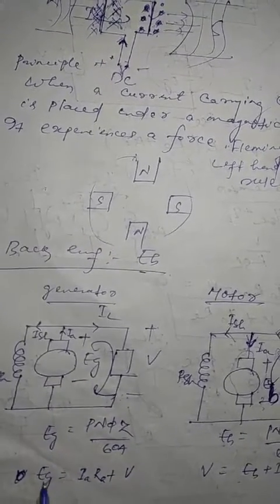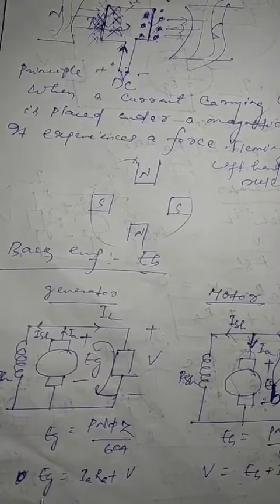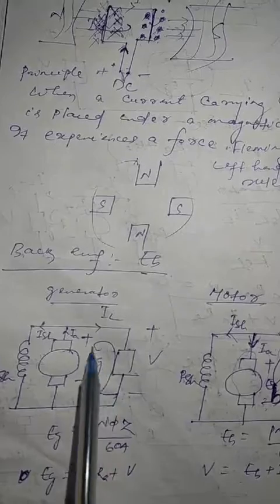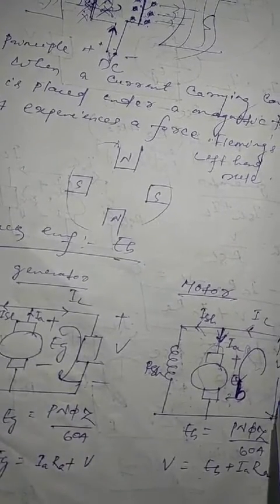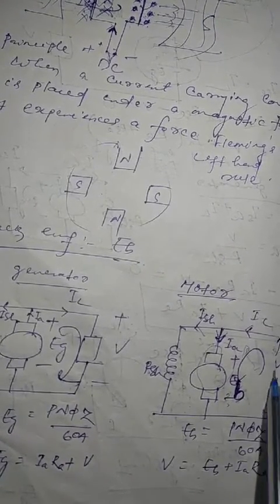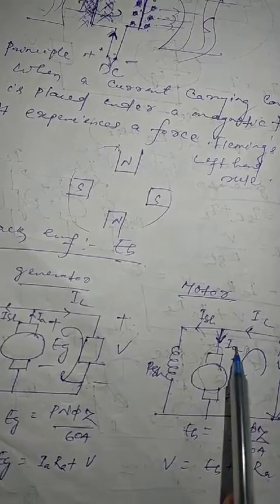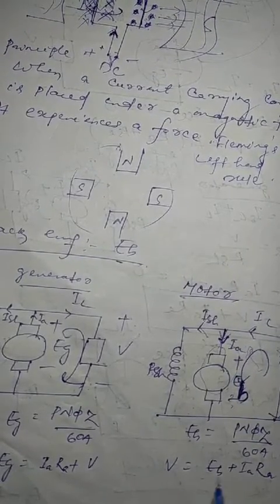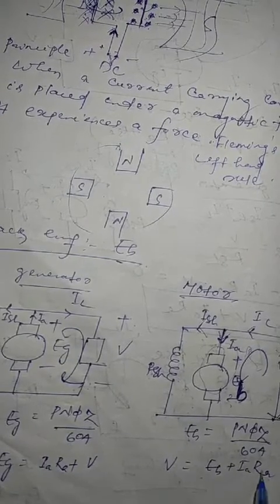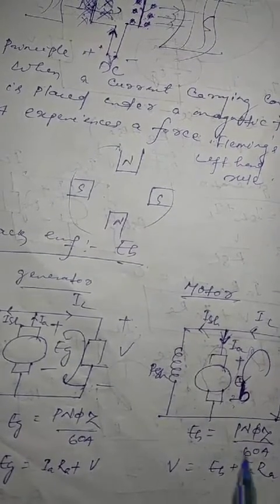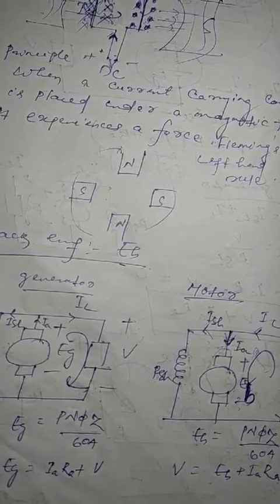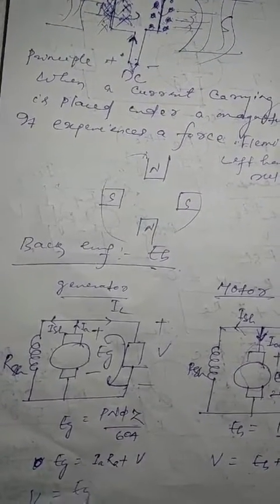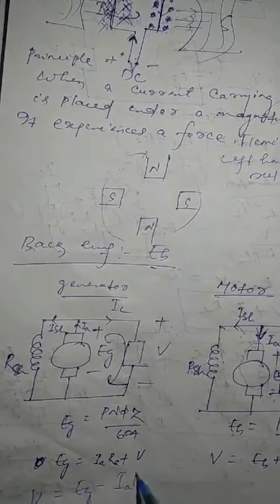Now the point is, what will be the voltage equation here? For the generator, Eg equals V plus IaRa, because Eg is generated here. Now here what will be the voltage equation? V is supplied, so V will be equal to IaRa plus Eb. So V equals Eb plus IaRa. This is the expression for voltage in case of your DC motor. And the previous one is the expression for voltage in case of your DC generator.